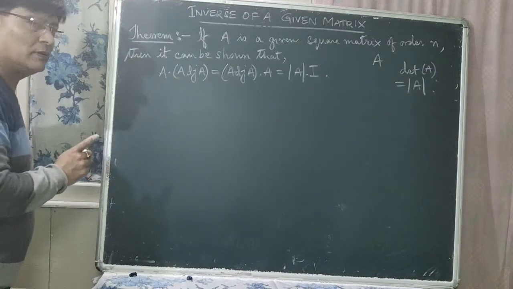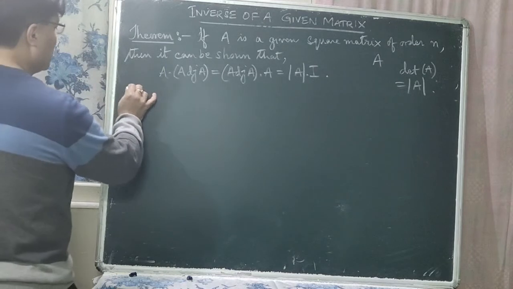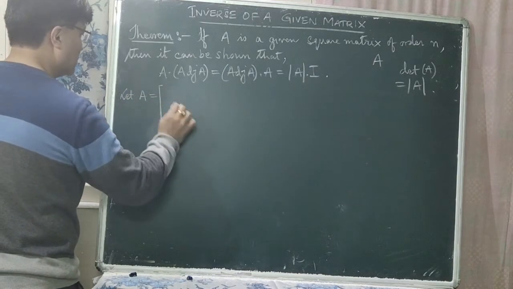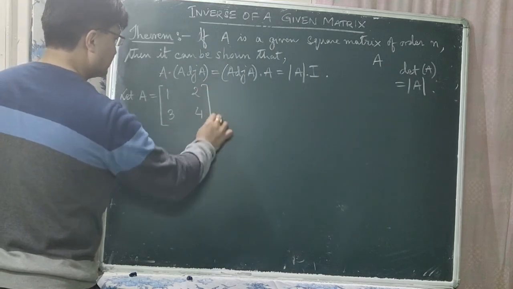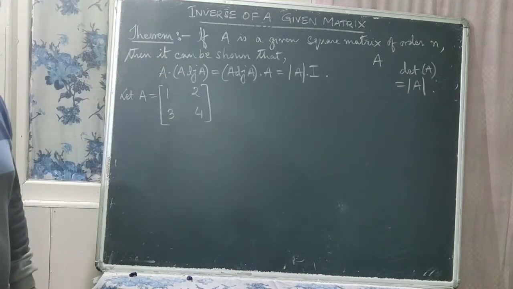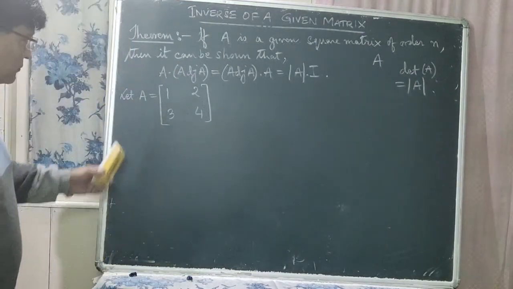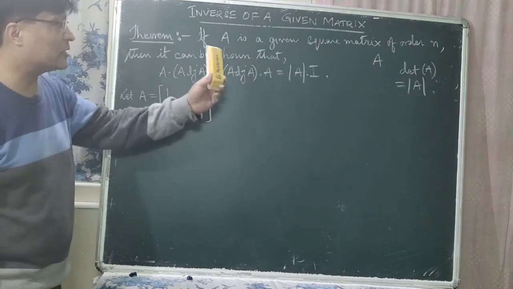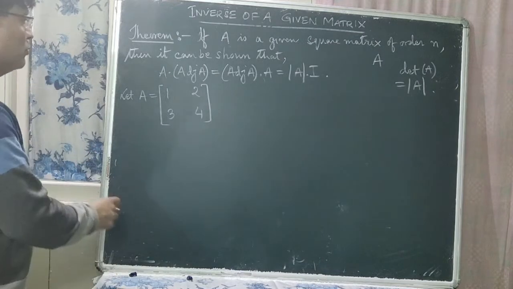So now let us take an example to prove it. Let matrix A be, suppose, 1, 2, 3, 4. Now you know how to get the adjoint of A. This is the given matrix A. Let us find out det A. So how can you find out det A now?